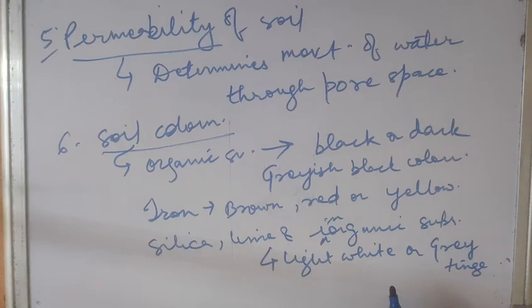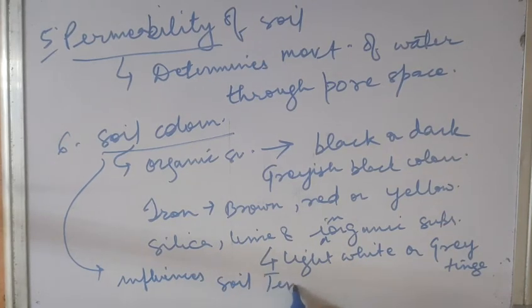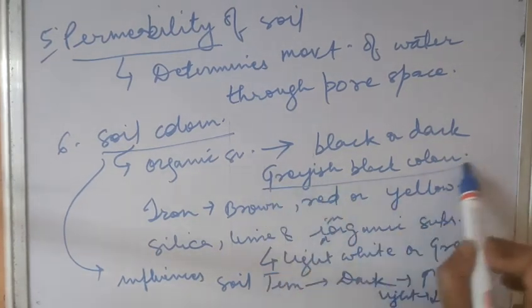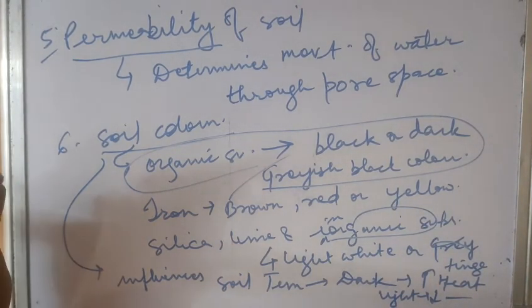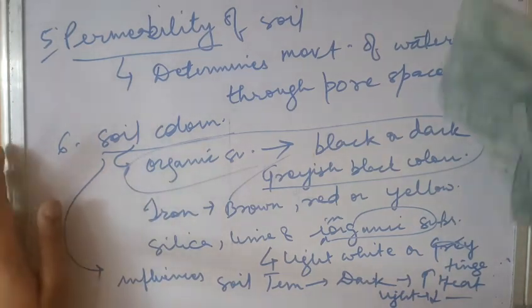Often color influences soil temperature, as we all know that dark color absorbs more heat and light color less heat. So you can see in organic matter the temperature would be more, while in inorganic matter the soil temperature would be low, as it will absorb less heat. So this is about soil color.